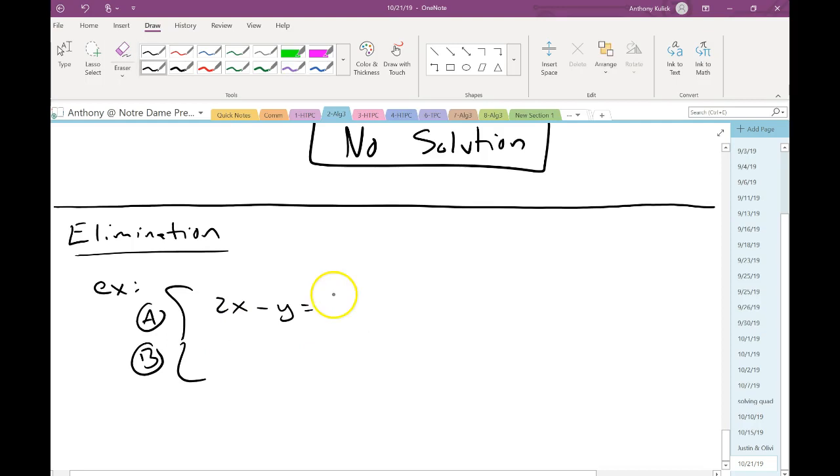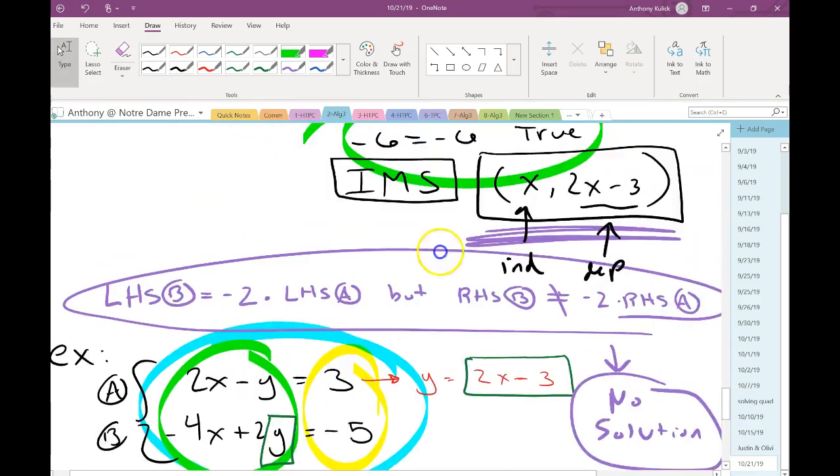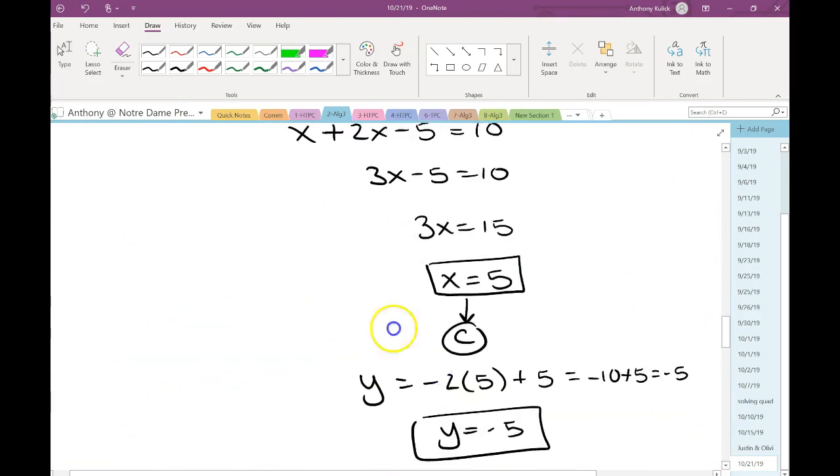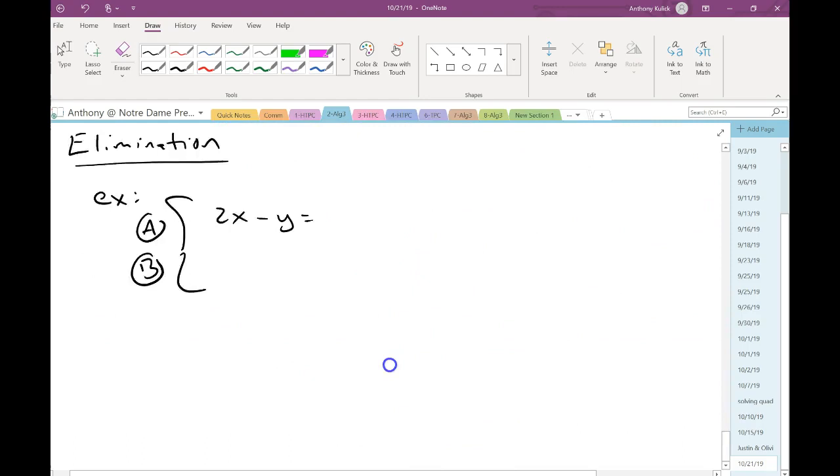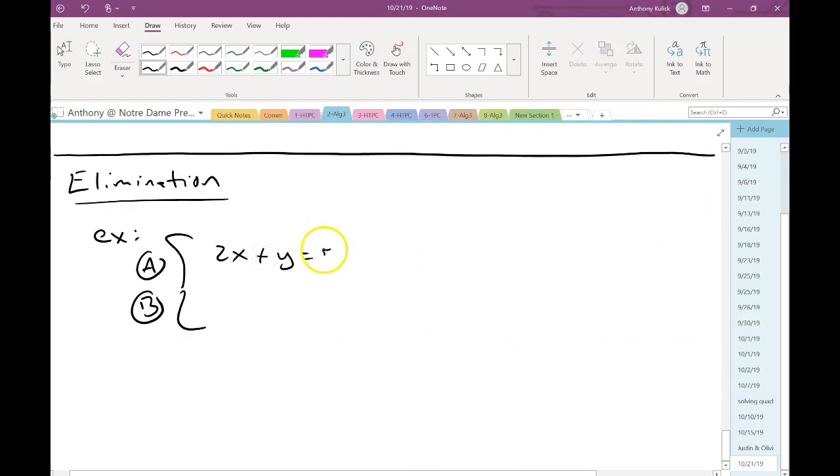Oops, and what was that equal to? It was 10. I forget what I had written before. Oh yeah, it was plus. And then it was, okay.